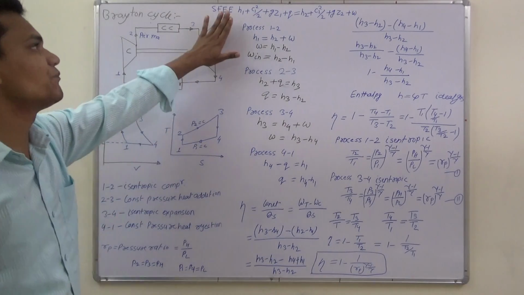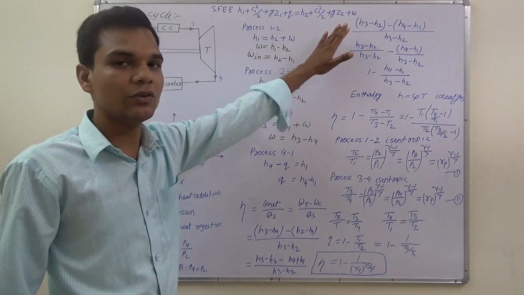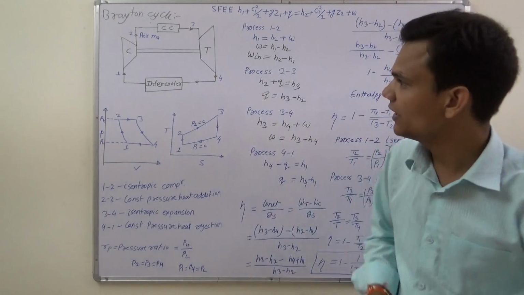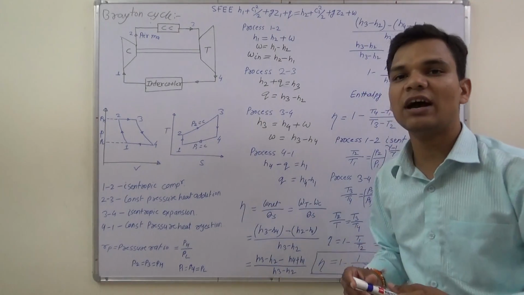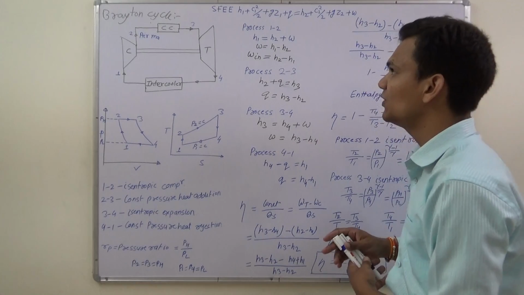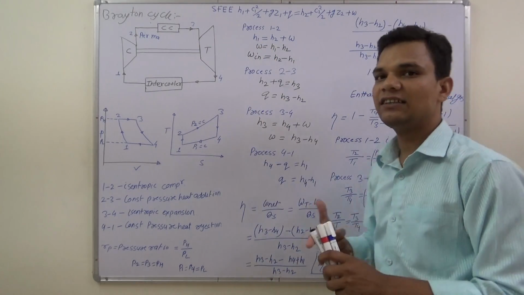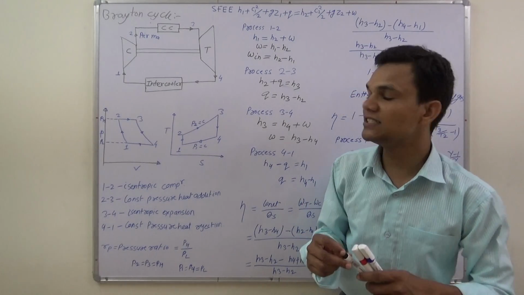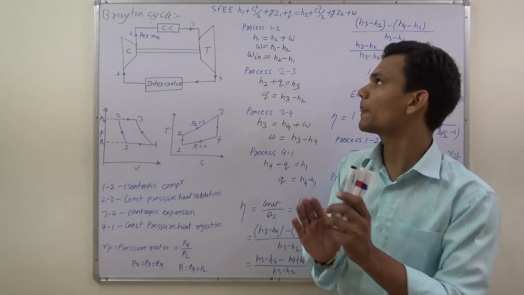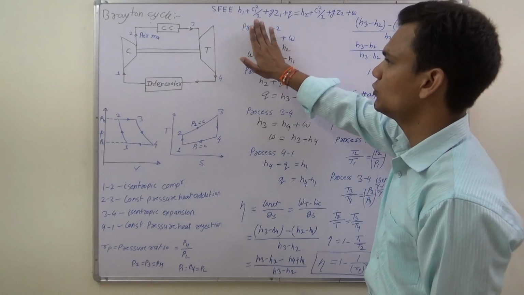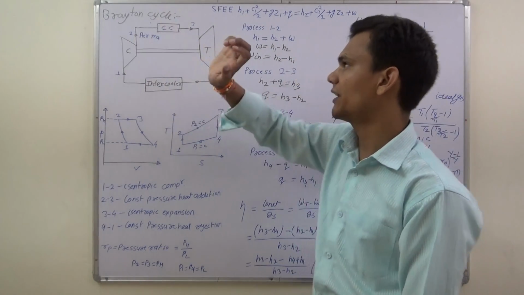So first I write the steady flow energy equation for the various devices. We can modify this equation according to our requirement. But before that, the assumption for all devices is that the change in kinetic energy and potential energy is zero for the cycle. So if we talk about process 1 to 2, that takes place in the compressor.